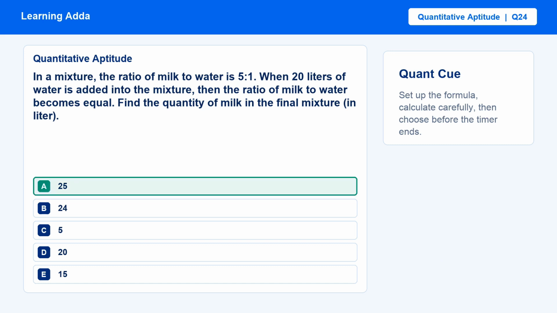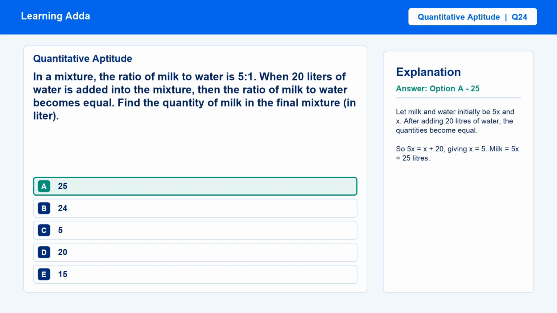The answer is option A, 25. Let milk and water initially be 5x and x. After adding 20 liters of water, the quantities become equal. So 5x is equal to x plus 20, giving x is equal to 5. Milk is equal to 5x, which is 25 liters.